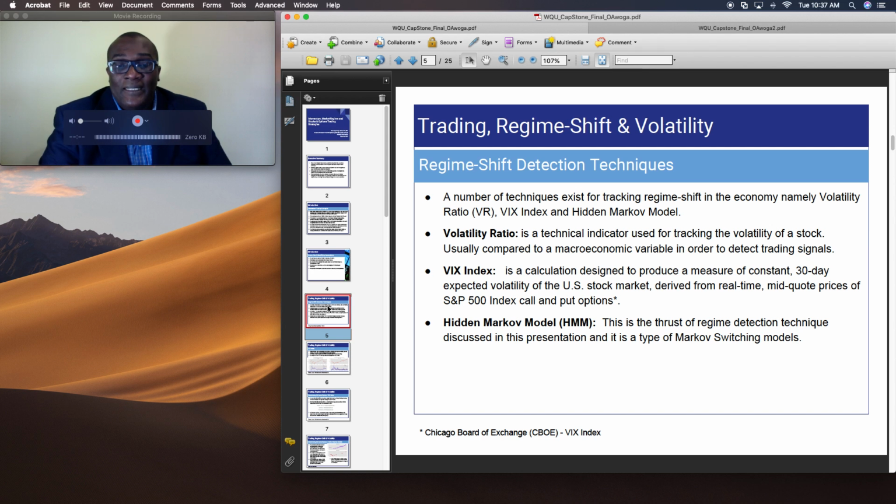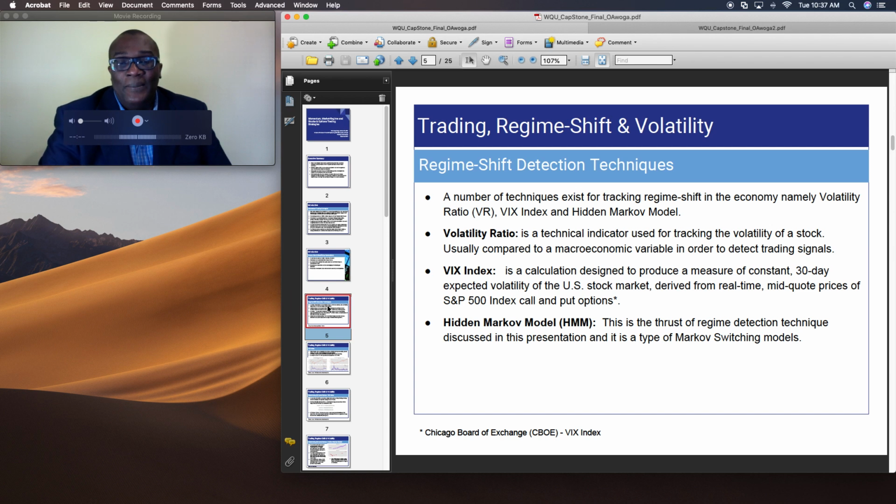Another methodology for tracking regime shift or changes in volatility in the economy is the VIX index. And the VIX index is a calculation designed to produce a measure of constant 30-day expected volatility of the US stock market derived from real-time mid-quote prices of Standard & Poor's index call and put options.